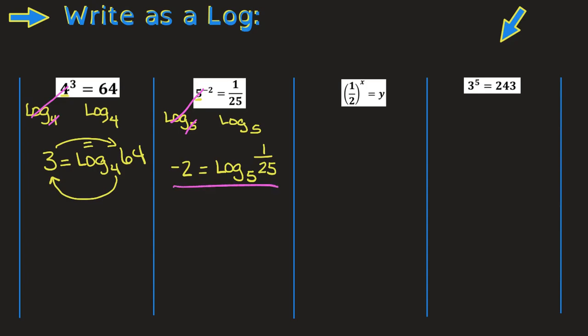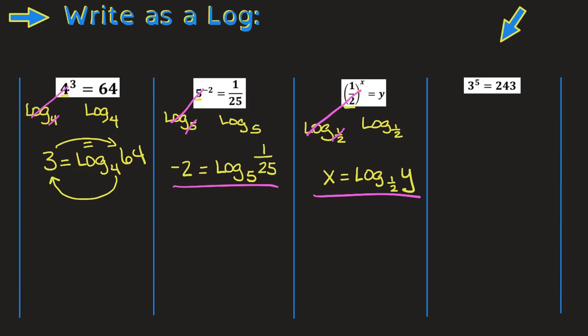On the next example, I have 1/2 to the x power equals y. I'm going to do the exact same thing. My base is 1/2, so I'm going to do log base 1/2 on both sides. So my 1/2 base and my log base 1/2 cancel. That leaves me with x equals log base 1/2 of y.